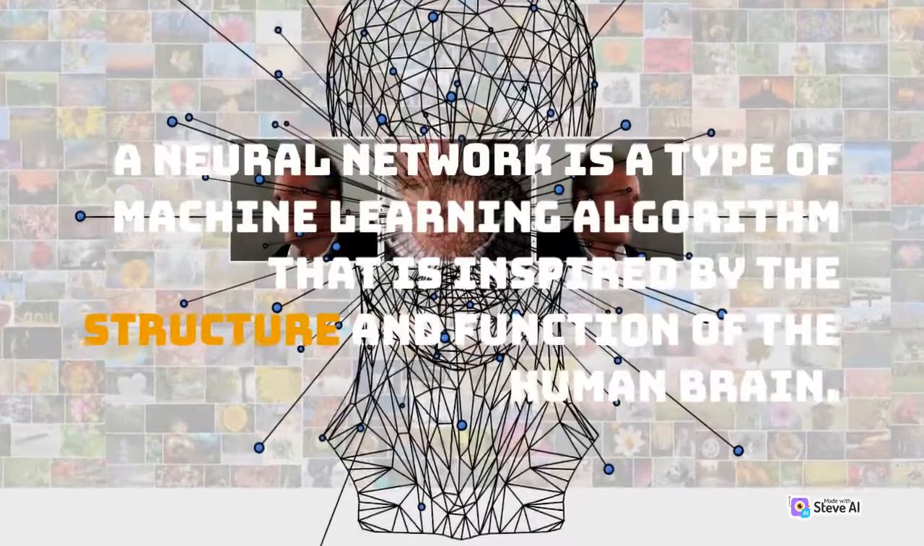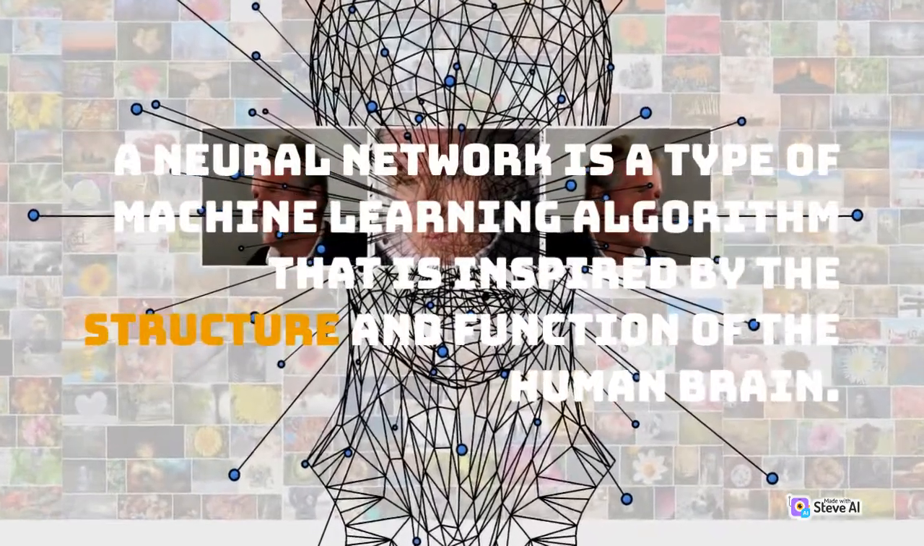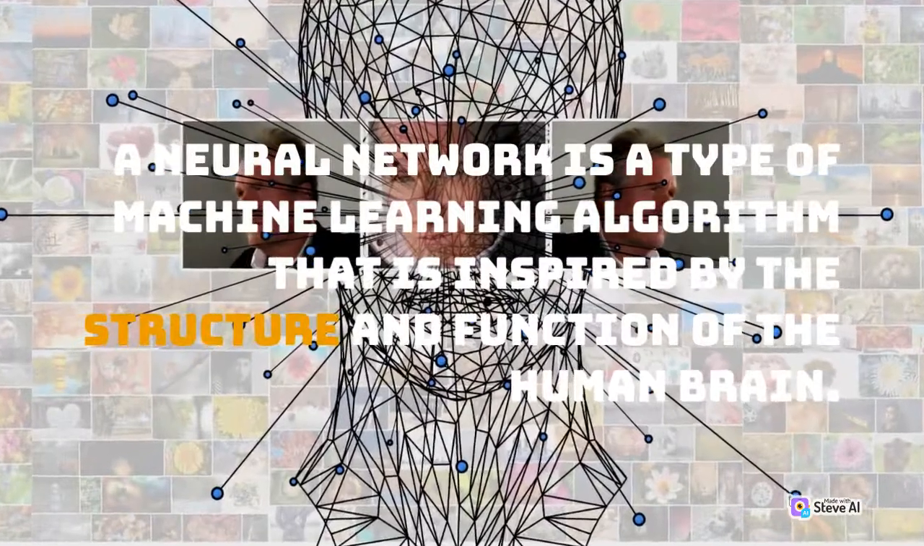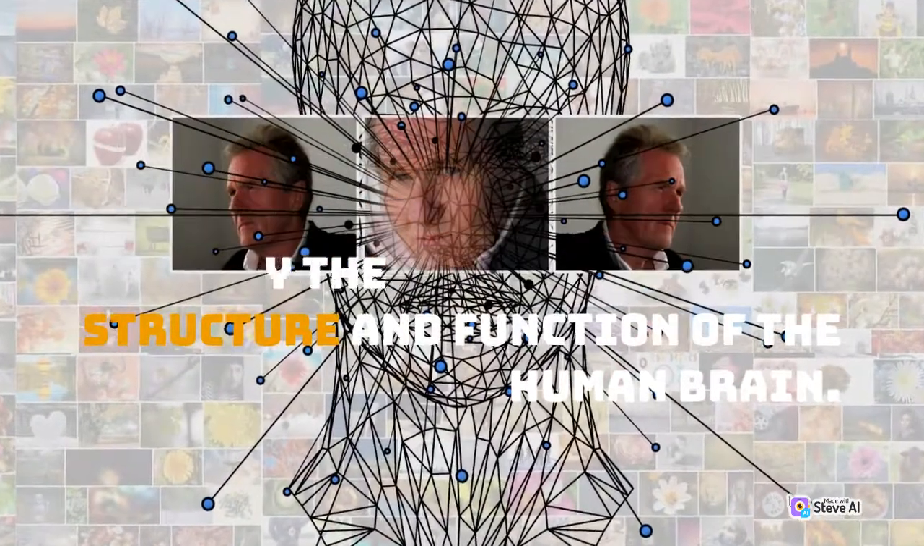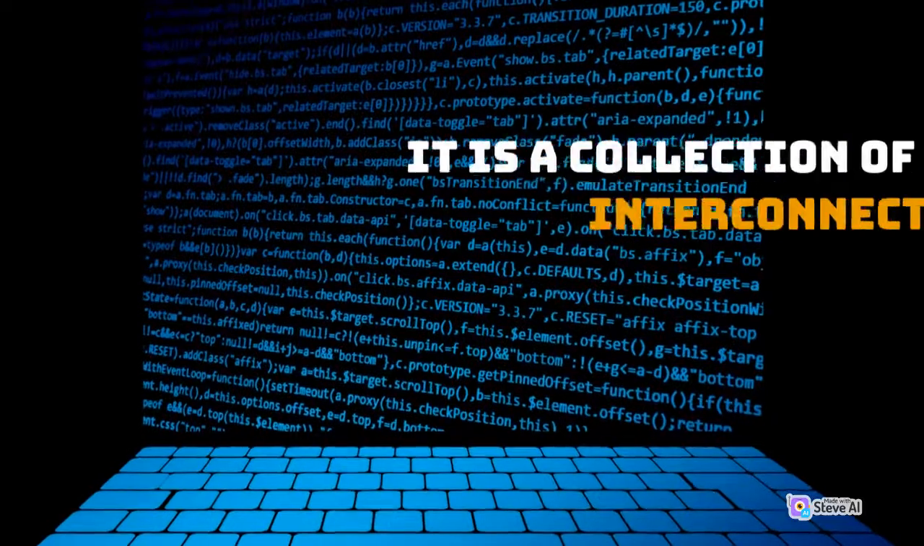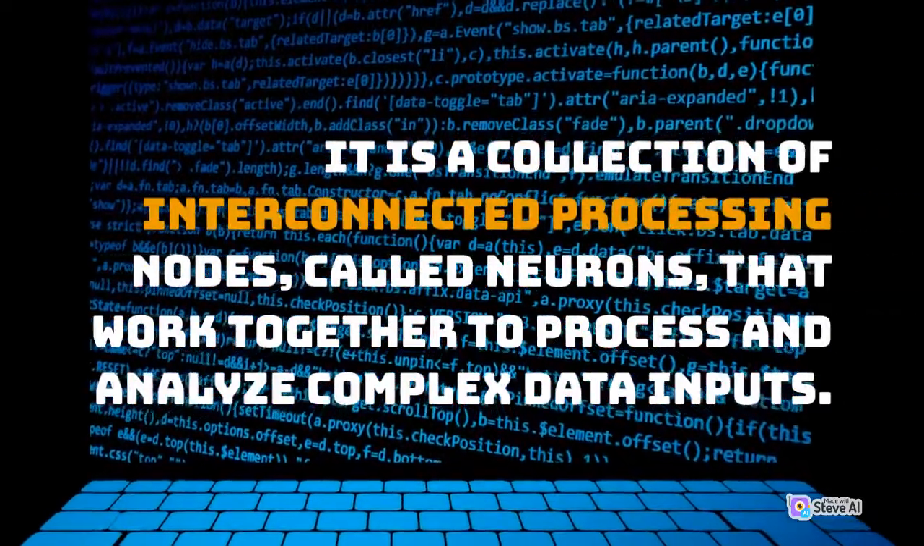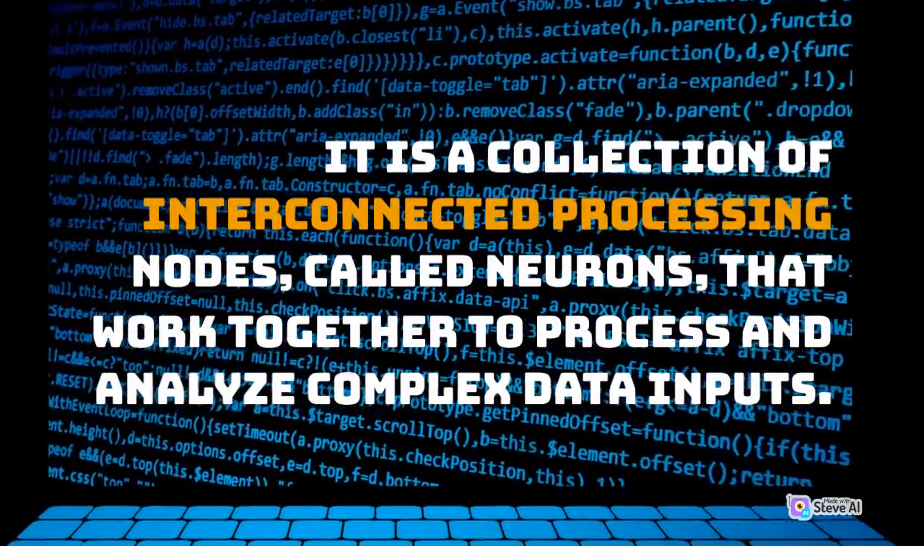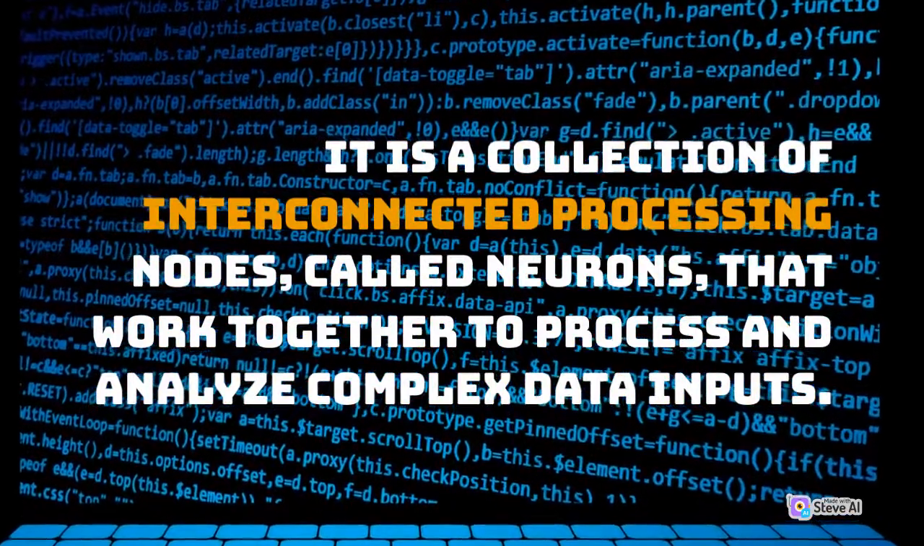A neural network is a type of machine learning algorithm that is inspired by the structure and function of the human brain. It is a collection of interconnected processing nodes, called neurons, that work together to process and analyze complex data inputs.